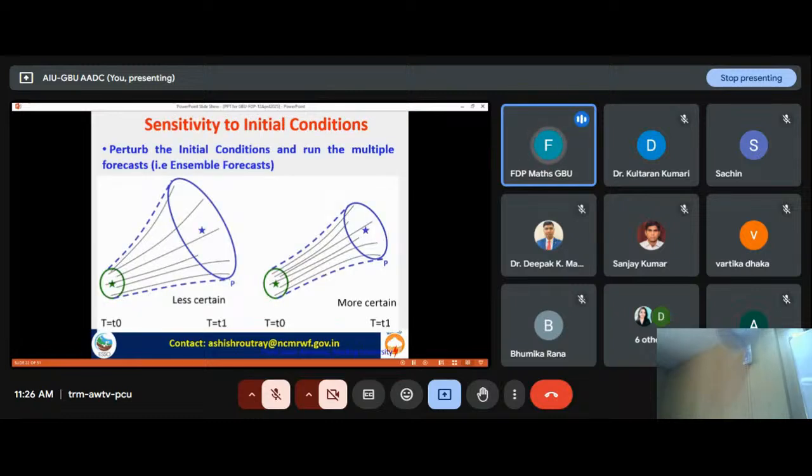This is a very simple example. If my initial condition has less uncertainty, then I can predict better. If my initial condition is good, and the initial value is provided perfectly to my model, I get a good solution. Based on that, the ensemble prediction system and all these statistical methods I could get.